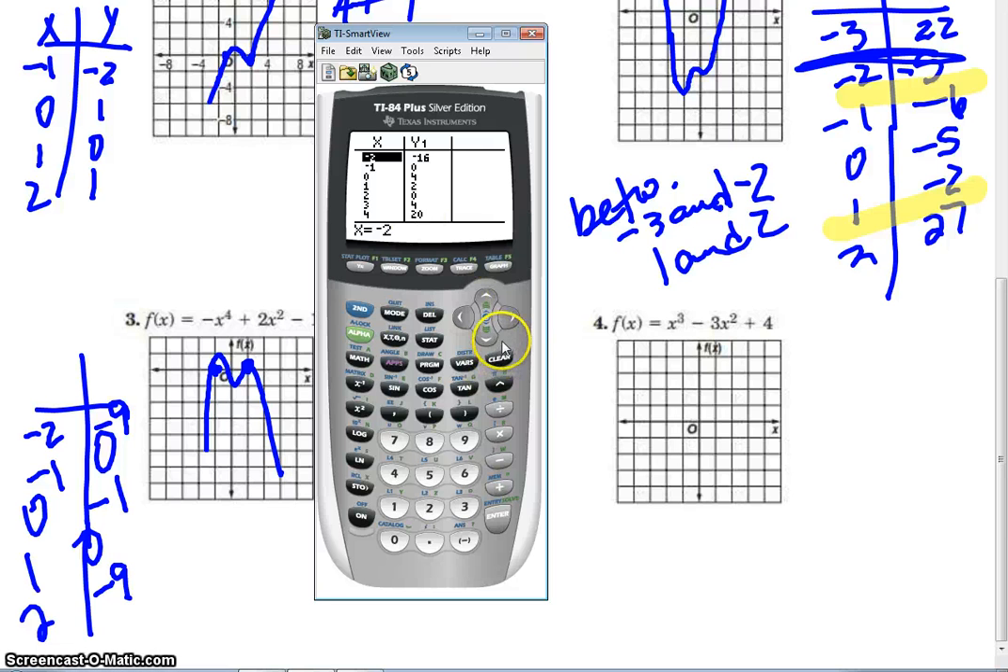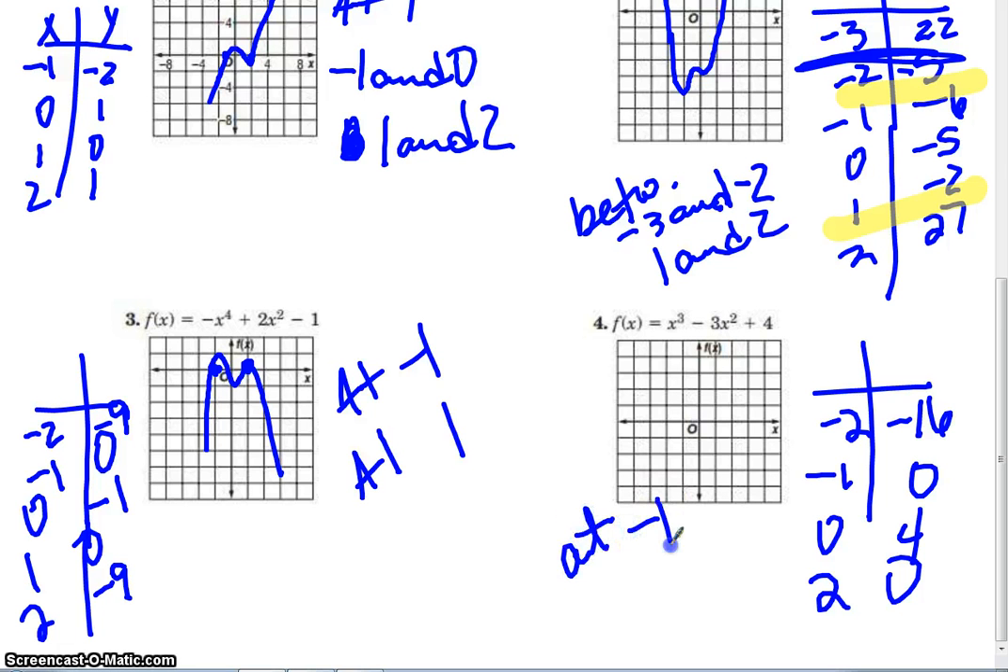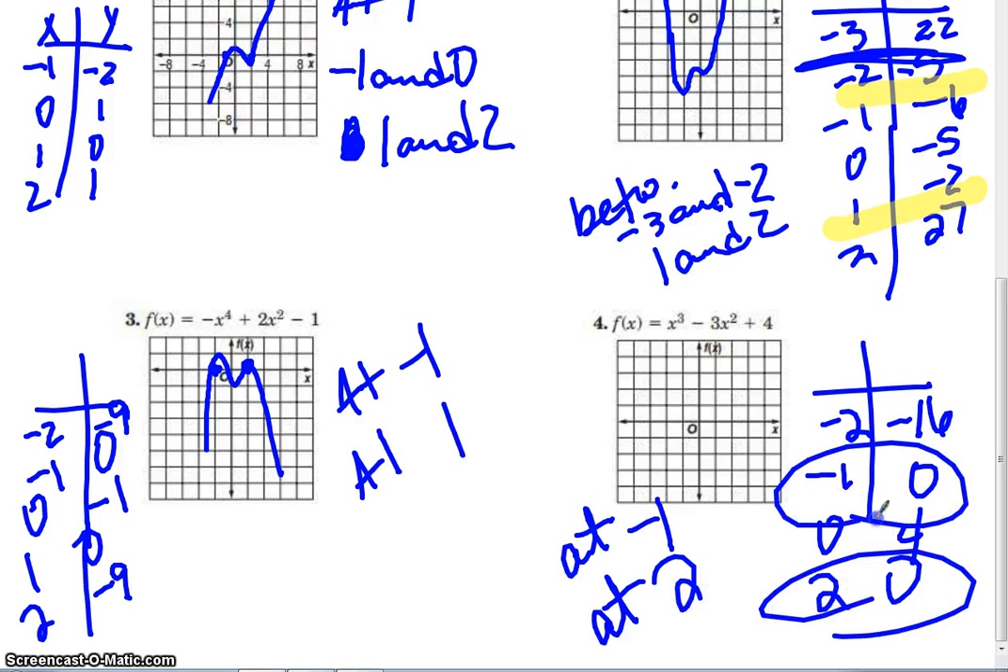So there's one. Okay, so let's go with our table. Started at -2, -16, -1, 0, 0, 4, 2, 0. You could plot those points. You're going to tell me there's one at -1 and at 2, and that's because of these two.